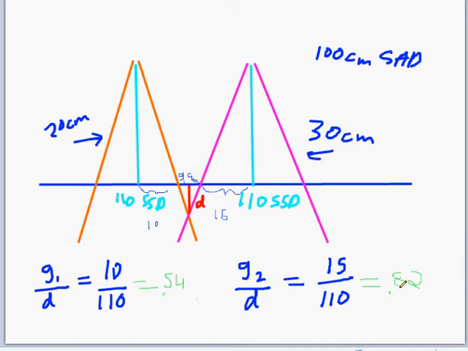So the total gap here is 0.82 plus 0.54, which is going to be 1.36 in this problem.